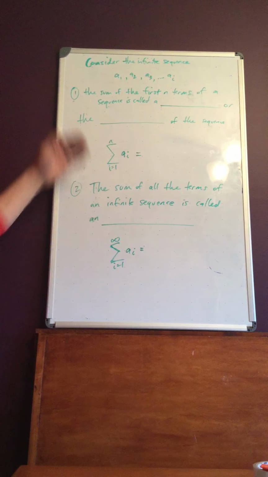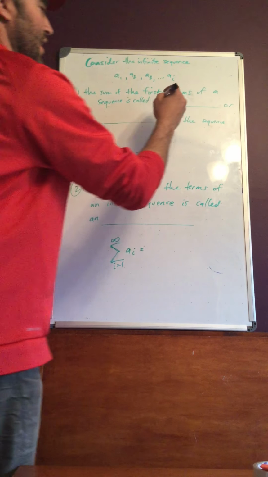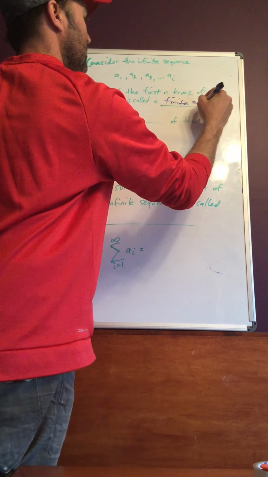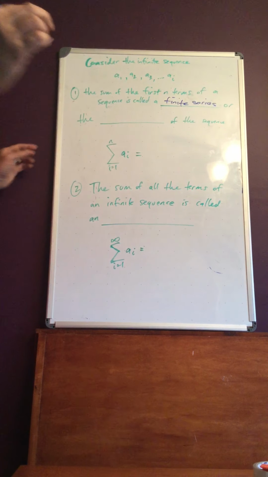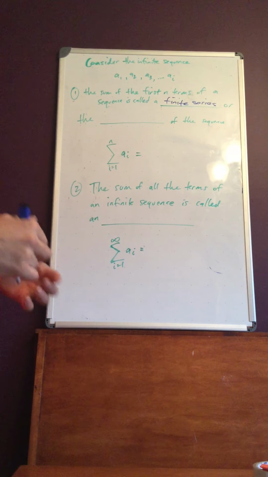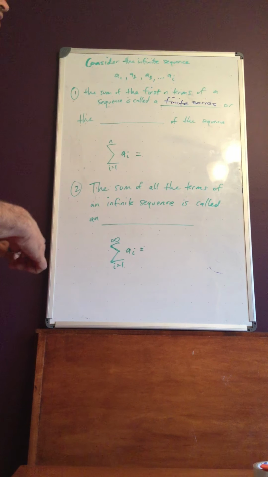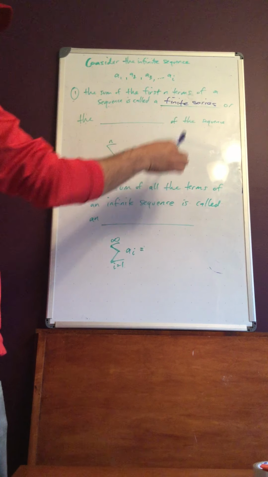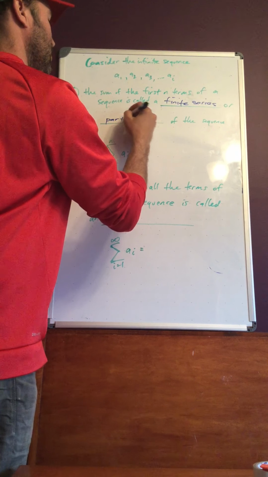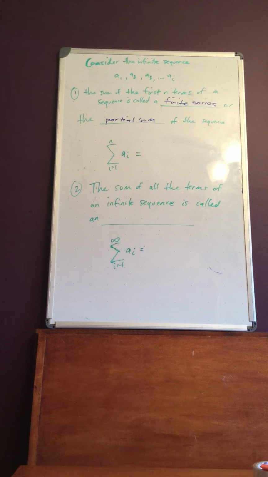The sum of the first n terms of a sequence is called a finite series. Okay, finite meaning it has a limit to it. It has a countable number of terms. The opposite of finite is obviously infinite, meaning going on forever. So it's called either a finite series or the partial sum of the sequence, okay?